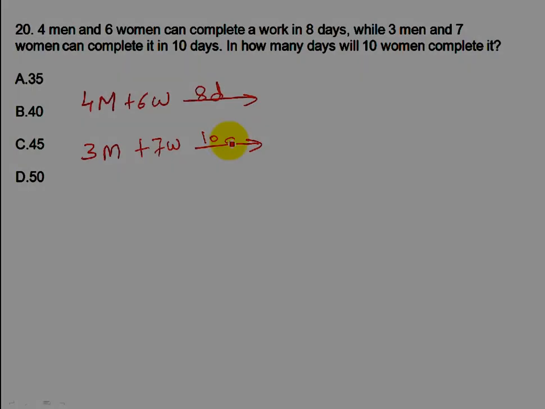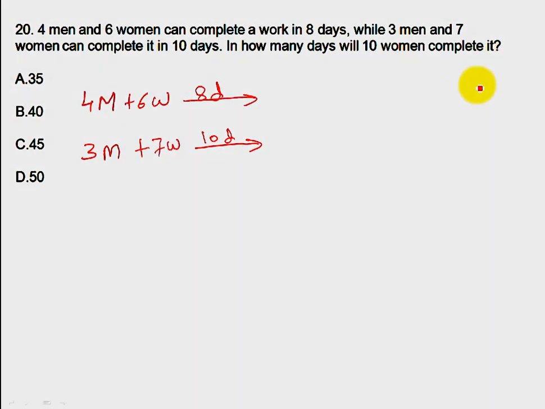Our next question is: 4 men and 6 women can complete a work in 8 days. This is a little lengthy, but if you practice more, definitely it is going to be very easy. In the question, what they have told, I will write just like that: 4 men and 6 women can complete a work in 8 days, while 3 men and 7 women can complete it in 10 days.